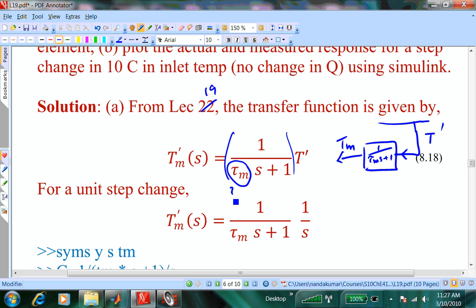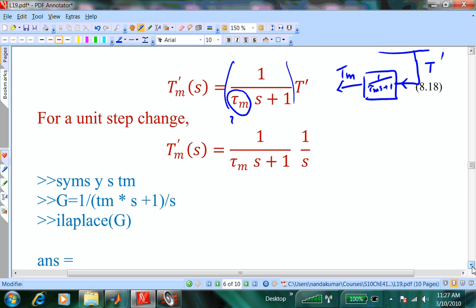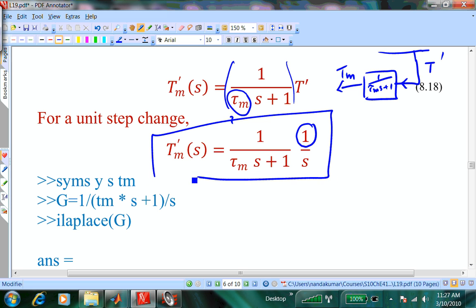So how do you do that? How do you get tau m? Open loop step test, right? So that simply means we need to find the relationship for the open loop for a unit step change. If I put a unit step change, this is the response, in the Laplace domain. So I can now get that in the time domain. Okay? So I'm going to define Tm as tau m.